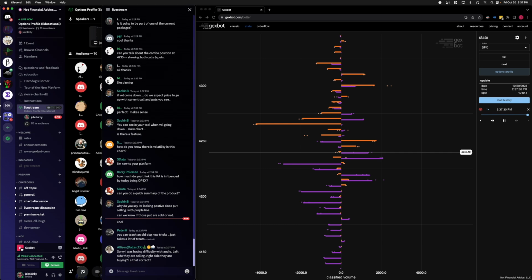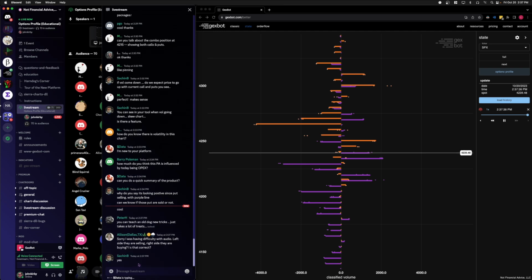Allison, yeah, that's right. Bars to the left are sold and bars to the right are bought, and this is from the customer's perspective, not the dealer perspective. Let's say you're trading options and you want to see where everybody else is. This is what you look at.